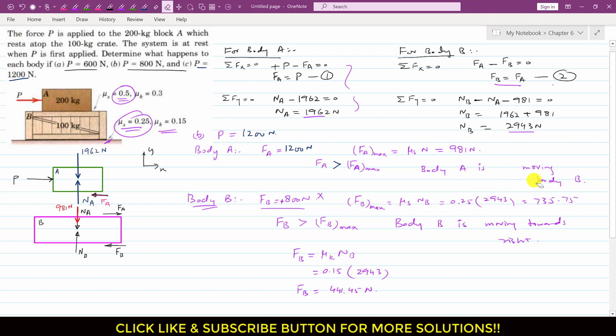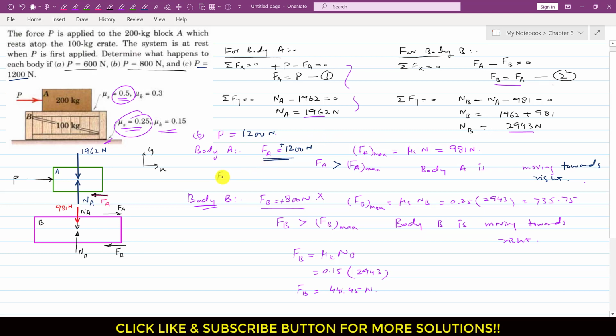So body A is moving and it is moving towards the right, since FA is equal to 1200 Newton and the assumed direction of FA is towards the left, and we got plus 1200 Newton, right? So this means that the assumed direction of FA is accurate. So body A is moving towards right, right? So if body A is moving towards right, then this FA value we got from the static equilibrium condition is not accurate, right?